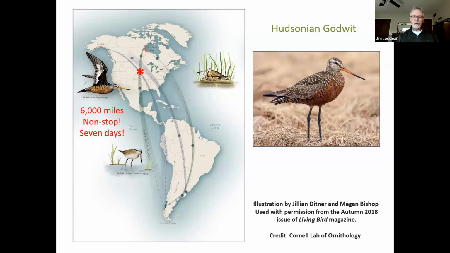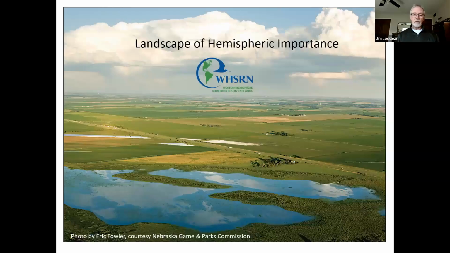And so I can run out to the rainwater basin. It's about 45 minutes from my house here in Lincoln, and see Hudsonian godwits in May, and then just try and contemplate the crazy life history of this bird. So accordingly, the Humboldt Rainwater Basin has been labeled a landscape of hemispheric importance by the Western Hemisphere Shorebird Reserve Network. So an example of how even a, I guess you might say, well-worn, maybe even abused landscape can still serve biodiversity anywhere in the world.